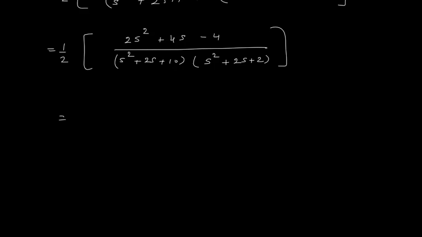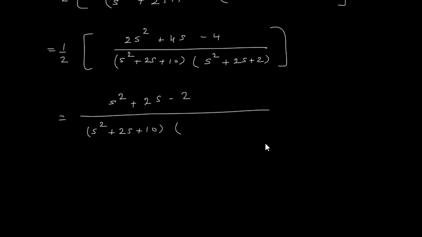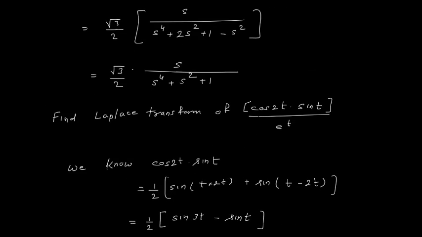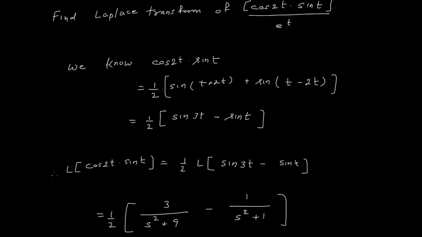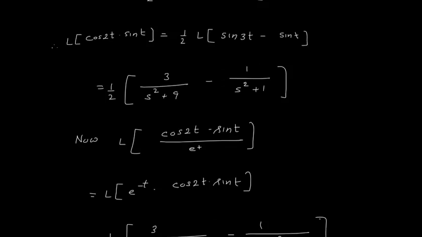So this I will get as s square plus 2s minus 2 upon (s square plus 2s plus 10) into (s square plus 2s plus 2). So this is our Laplace of cos 2t sin t upon e power t.